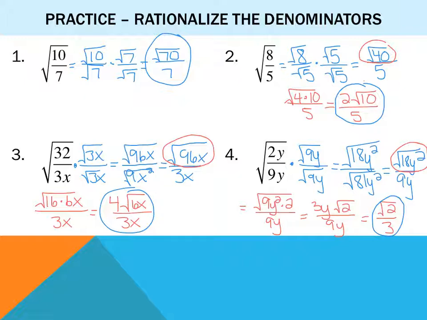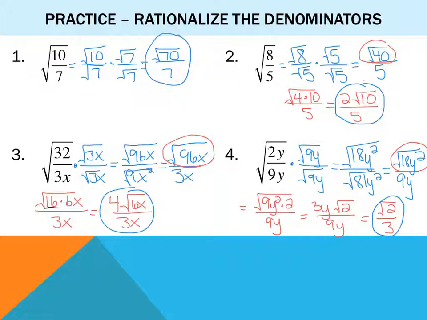Number 3, so when you have a variable as well, you cannot keep that radical on the bottom. So we're going to go ahead and multiply by the square root of 3x on top and bottom. That's going to give you the square root of 96x on top and then the square root of 9x squared on the bottom. You take the square root of 9x squared, you get 3x. The numerator can also be simplified since a perfect square factor of 96 is 16 and 6. So then we take the square root of 16, it comes out as 4. You're left with 4 times the square root of 6x over 3x. And number 4, the final answer was the square root of 2 over 3.